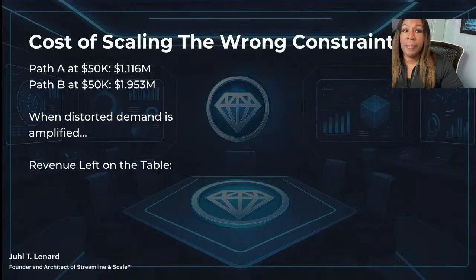Now, the cost of scaling the wrong constraint. Path A, you take 50 grand, you get 1.16. Path B, you take the same 50 grand, you get 1.953. When distorted demand is amplified, in other words, we did not fix the constraint, revenue left on the table: 837,000. Left on the table.